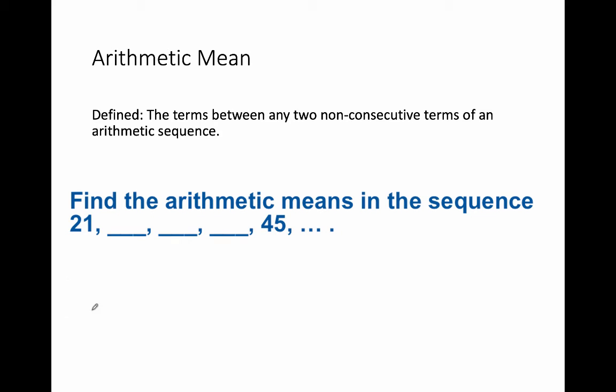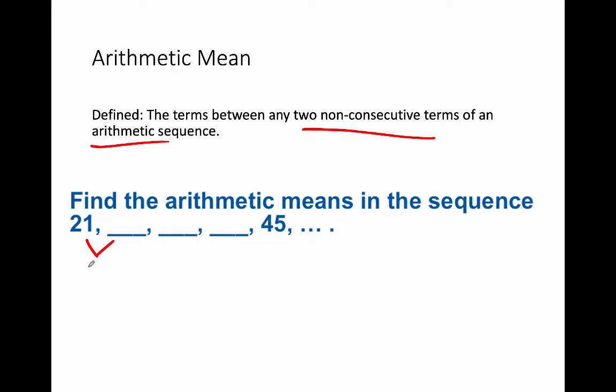Okay, we are going to do arithmetic means. Arithmetic means are two non-consecutive, that means not right next to, terms in an arithmetic sequence. There are two ways to do these. One way is very algebraic. Well, I guess kind of just figuring it out.